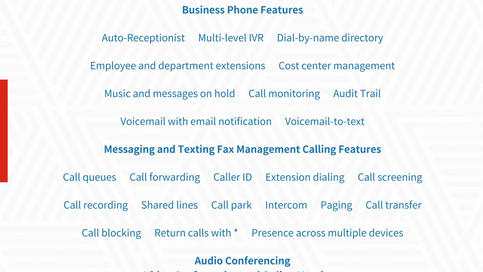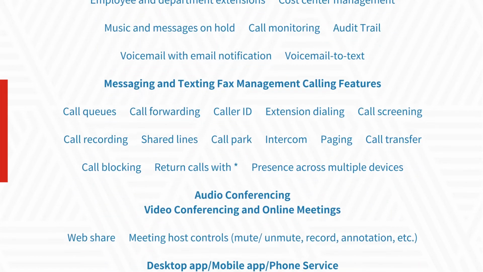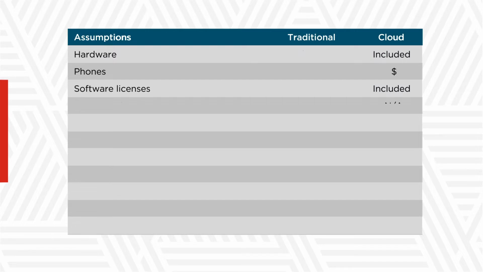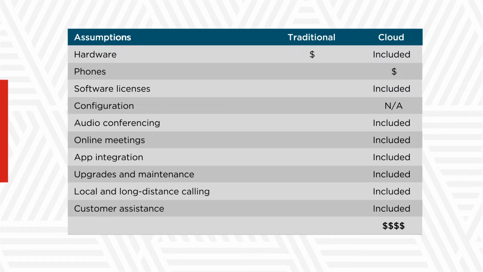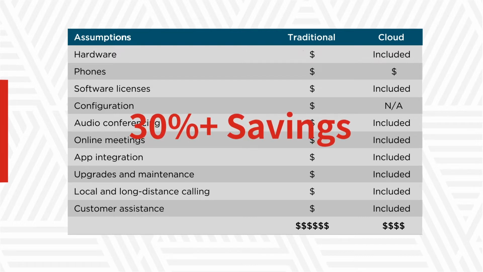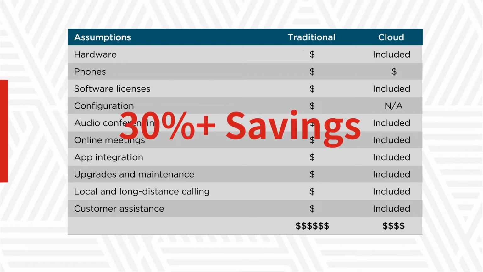We've just scratched the surface on all the features you get with Avaya Cloud Office. There are literally dozens. And when you add everything up you get with Avaya Cloud Office versus a traditional communications system, and frankly, even other cloud solutions, the savings can be substantial. As much as 30% and more in the first 2 years alone, as compared to a traditional phone system installed at a business.